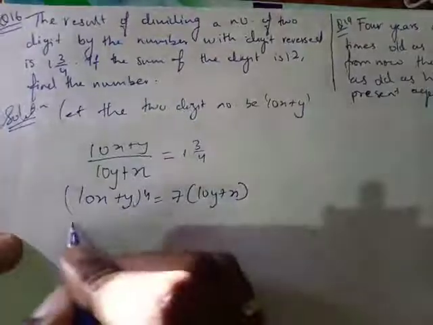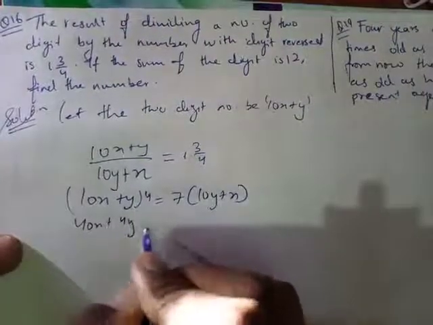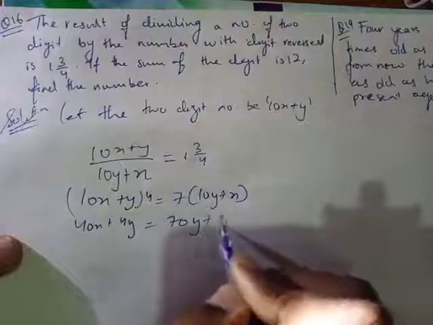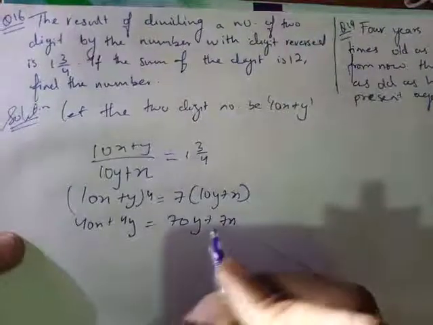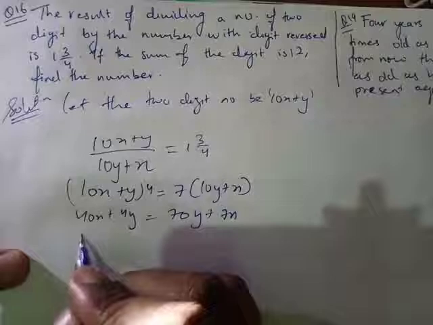And then I can solve it. I'll get 40x plus 4y equals 70y plus 7x. And then I can shift all the like terms to one side.